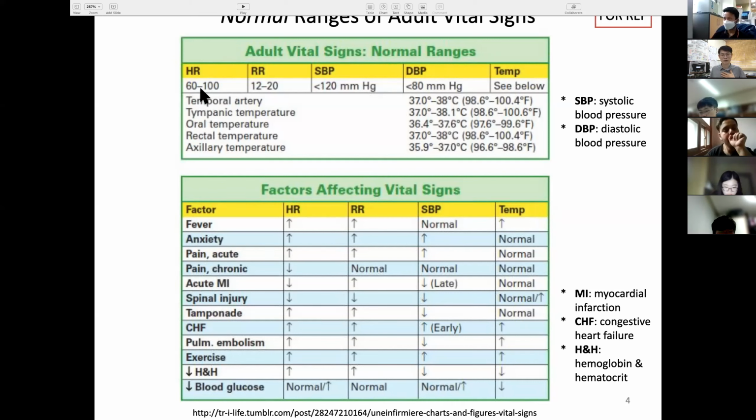And respiratory rate, you can actually check with your watch and see how many times you are breathing over a minute.